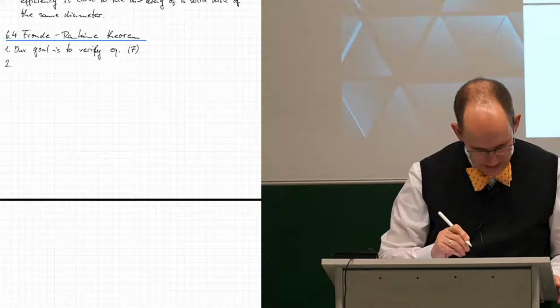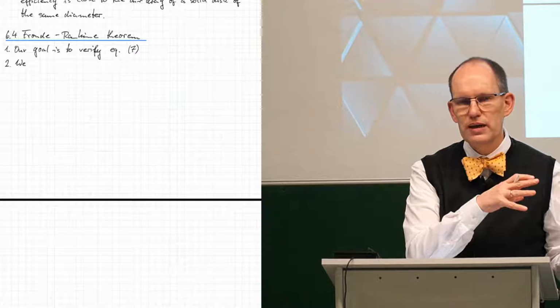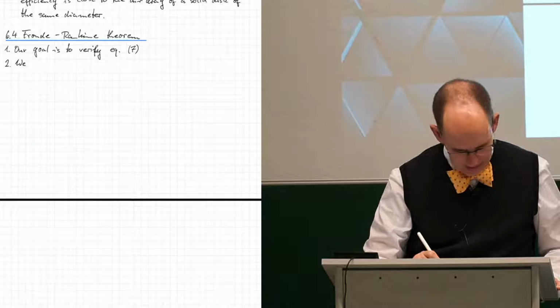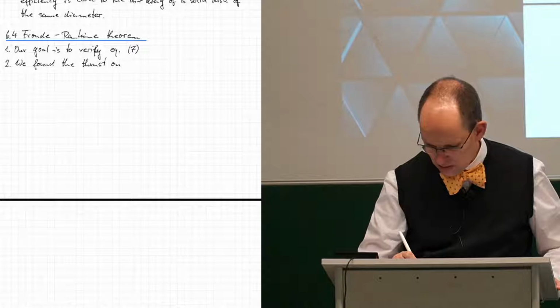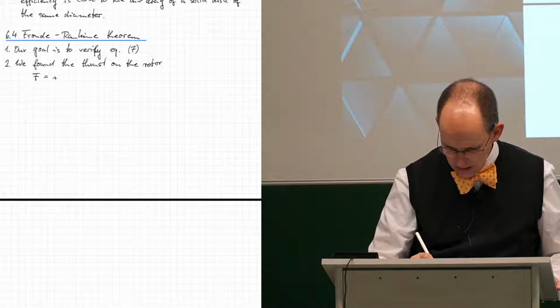We start with the thrust of the rotor again. We just write down this formula, and then we try to find another one. We compare both, and then we find a condition. So we found the thrust on the rotor from the momentum theorem, namely that F is equal to m dot and the difference of the velocities.